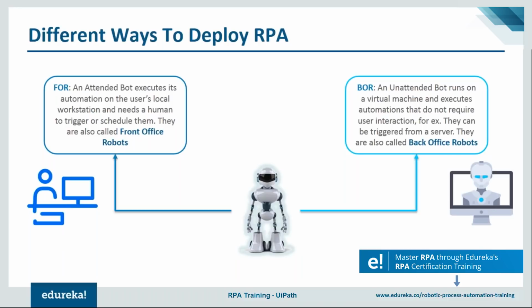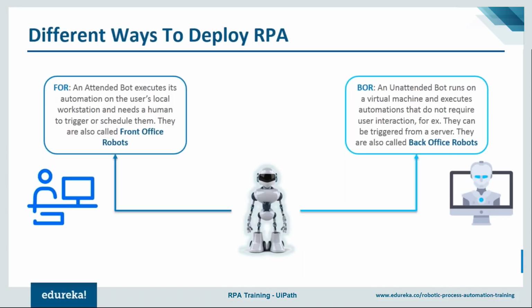When we talk about a front office robot, it is an attended bot which executes its automation on the user's local workstation. So it always needs a human trigger, that is, I ran my project, nobody else ran it, or no other automated entity ran my project. I will always need a human touch to start my project. Or the other way I can execute this task is that I can say at 3 p.m., run this particular project. That is also a way to do it.